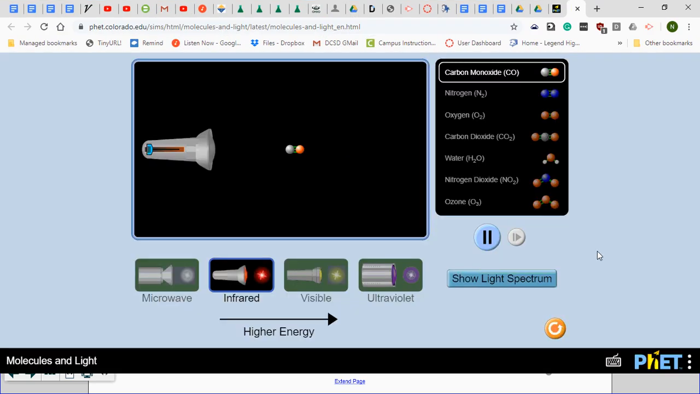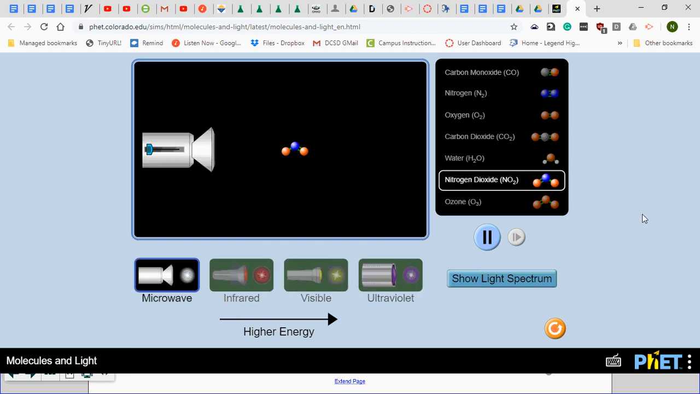Here you can see I have different light controls. We'll start with microwaves. We'll throw nitrogen dioxide in on this too. If I turn this on and start bombarding it with microwaves, you can see that every once in a while it absorbs one of those rays and it rotates. So that's that rotational energy. This is literally what your microwave does to things.